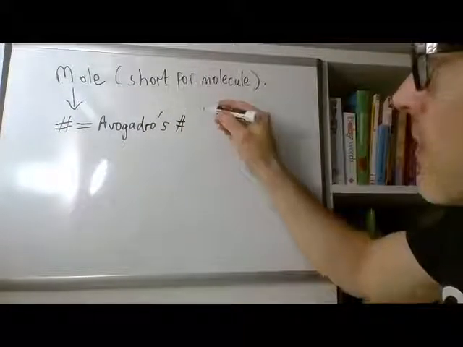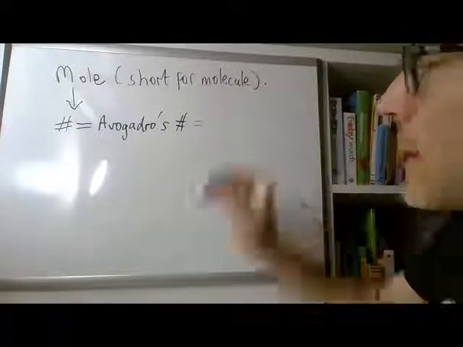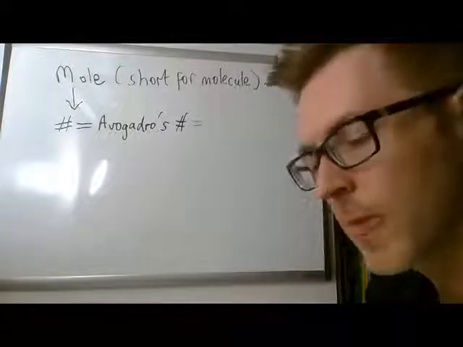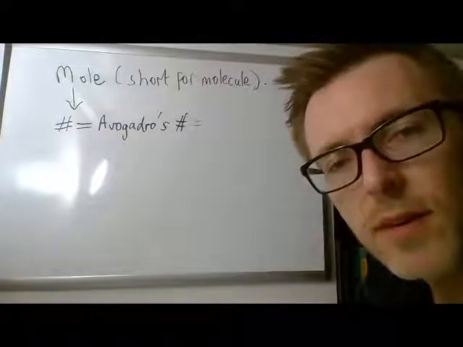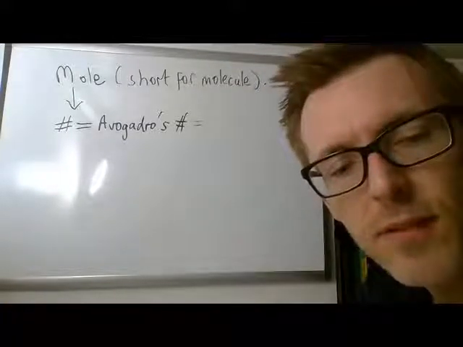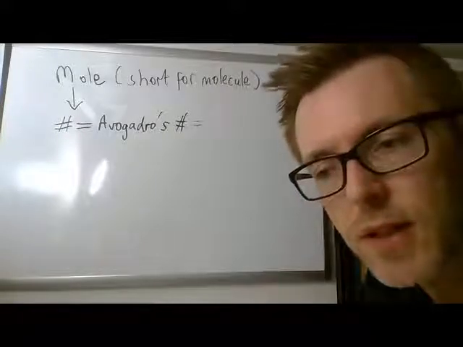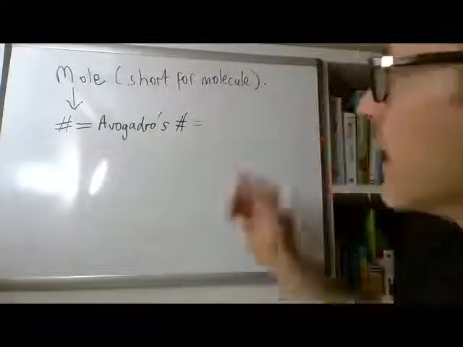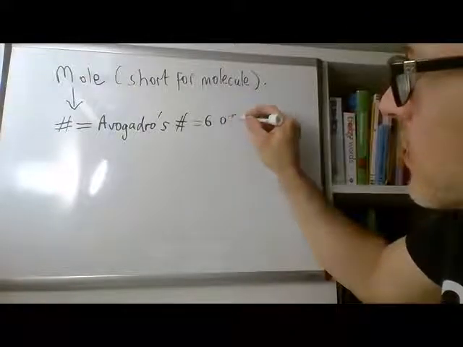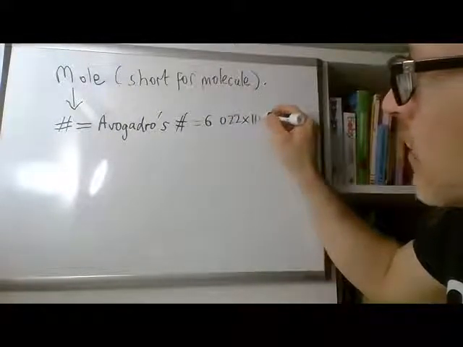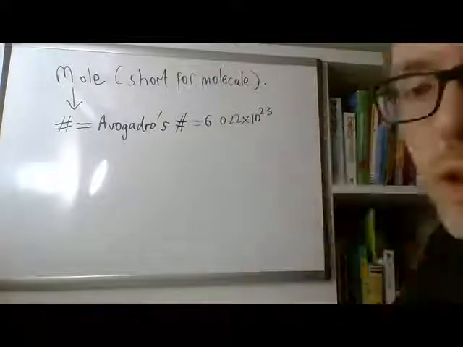So this is named after Amadeo Avogadro, who was an Italian scientist, very ugly man, if that makes any difference. Hideous, make you scared if you look at him. And the number that you have to memorize is 6.022 by 10 to the 23rd power.